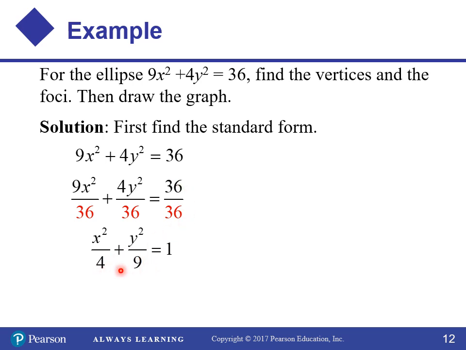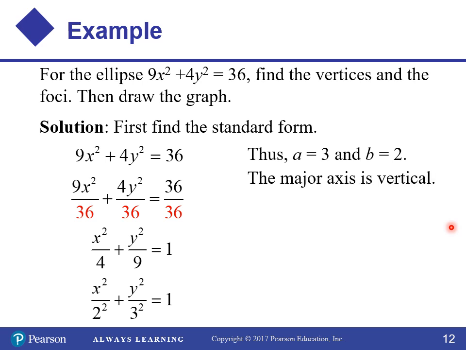Now we're going to see what these are squared to find our a and b. So 4 becomes 2 squared, 9 becomes 3 squared, and because this one is bigger, that tells us that we're going to have this with a vertical major axis. So a is 3, b is 2. And so we know the vertices are 0, -3, and 0, 3.